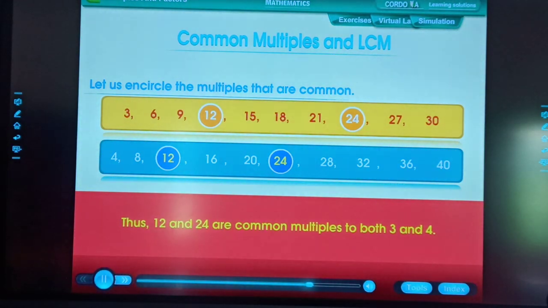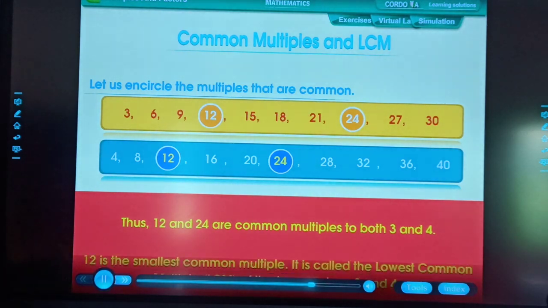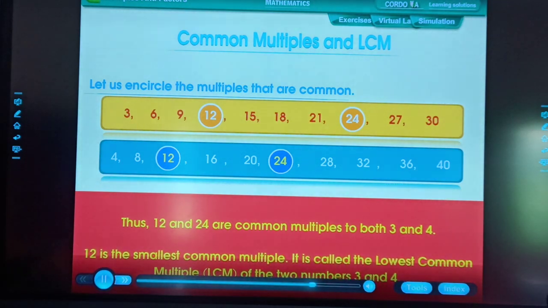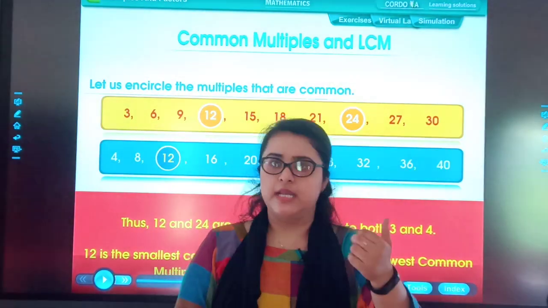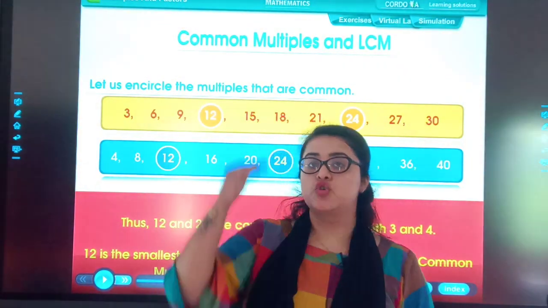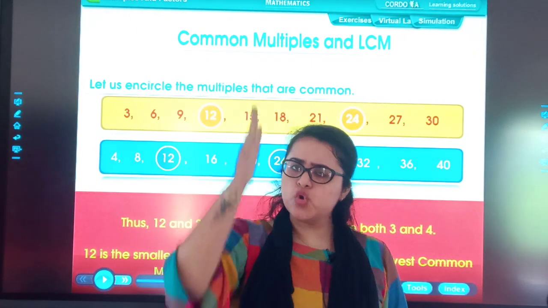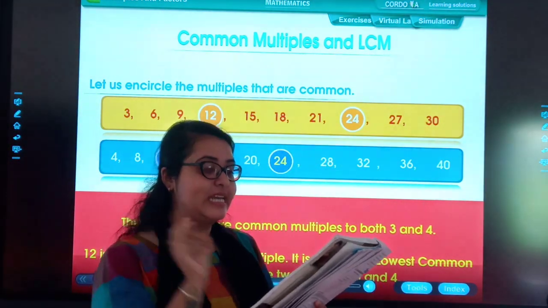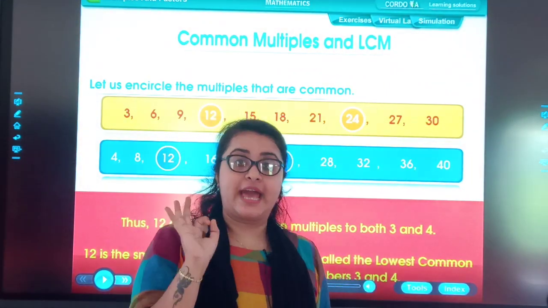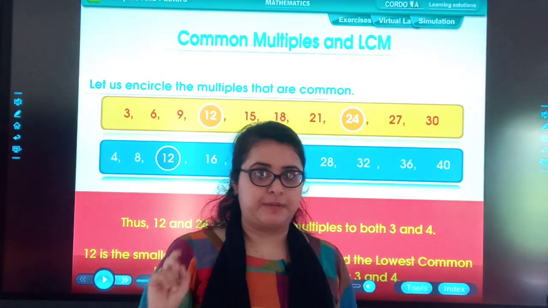Thus, 12 and 24 are common multiples of both 3 and 4. 12 is the smallest common multiple. It is called the lowest common multiple, LCM, of the two numbers. Students, now you are able to know that whichever multiples are common will be the common multiples. LCM means least common multiple, or I can say lowest common multiple, okay?